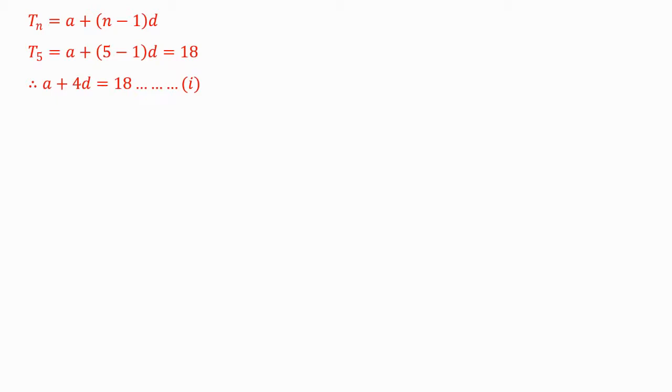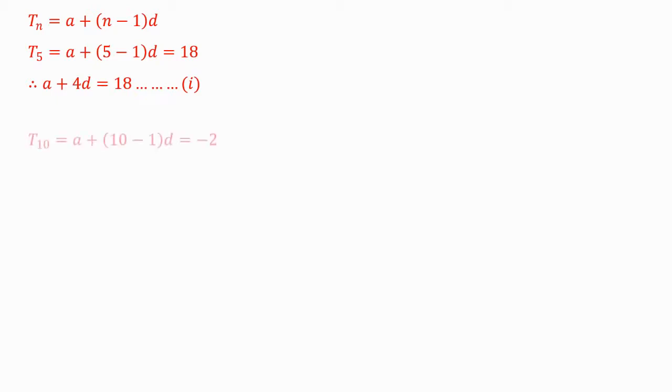So to find any term t in an arithmetic series is equal to a plus n minus 1 d, where a is the first term, n is the number of the term, and d is the common difference. Since we've been given the value of the 5th term and the 10th term, our 5th term will be a plus 5 minus 1 d, which is equal to 18, and this can be simplified to a plus 4d is equal to 18, and we shall denote that as our first equation.